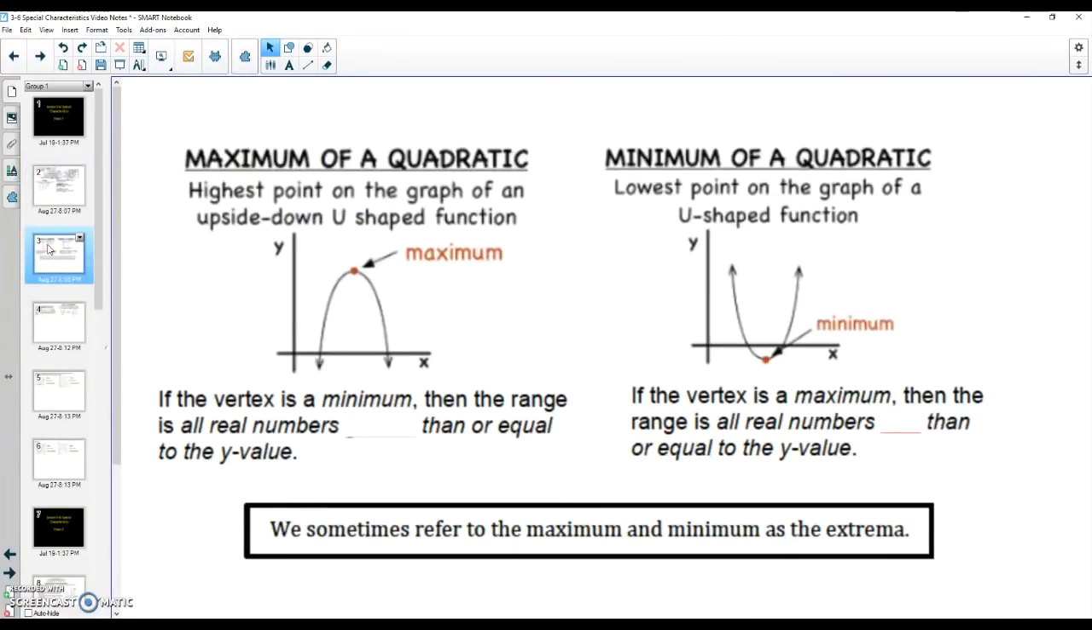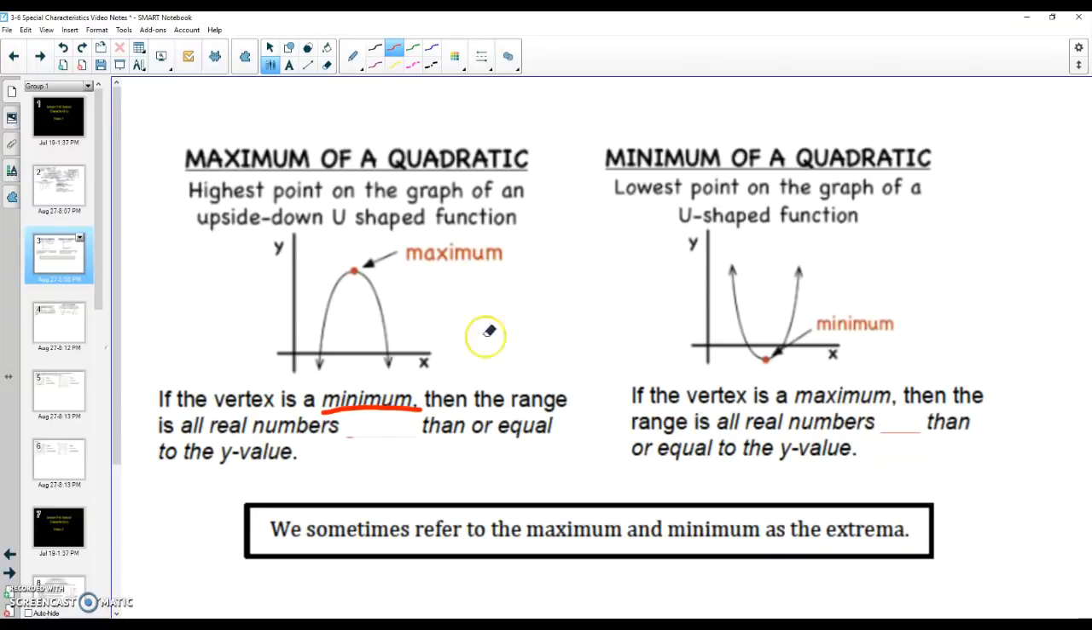So a maximum of a quadratic is going to be the highest point on the graph of an upside down U-shaped function. So just like we had on the earlier slide, we have the same thing, but this time you can see it in the context of an XY axis. And then the minimum of a quadratic is going to be the lowest point on the graph of a U-shaped function.